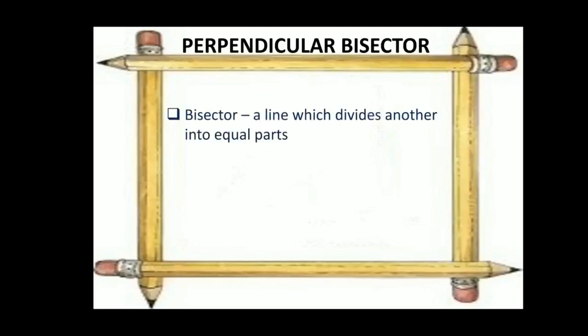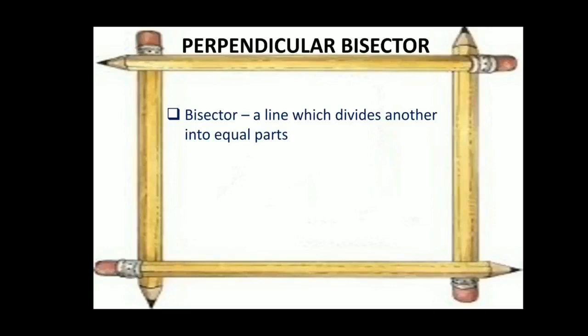Bisector means a line which divides another into equal parts. So if it is an angle or a line or anything, if that particular thing is divided into two equal parts using a line, then that line is called a bisector.